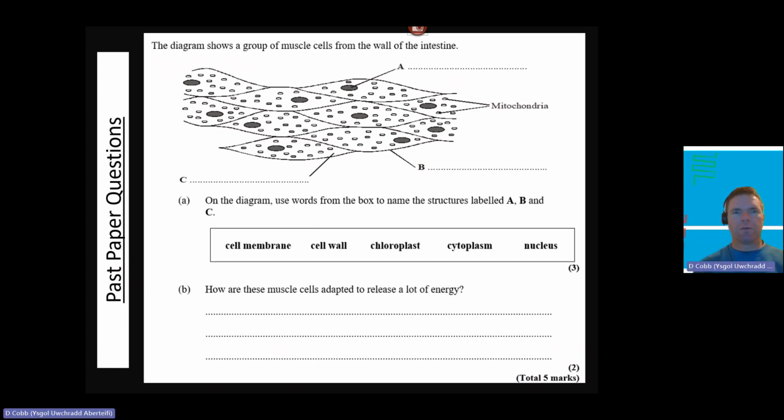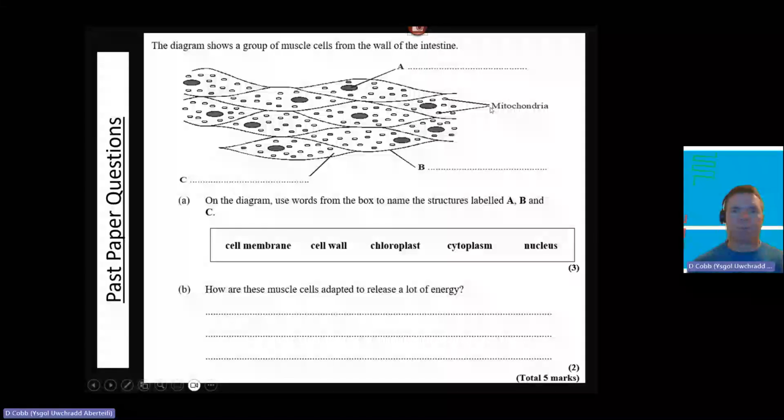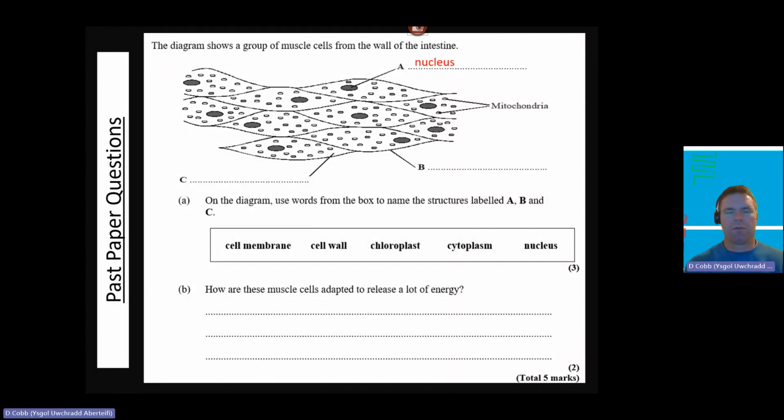Okay, so we've got a group of muscle cells from the wall of the intestines, so we are actually in the digestive system. It asks you to use the words in the box to name the structures labeled A, B, and C. It should be straightforward. It's quite your standard animal cell. They've labeled mitochondria for you, so they're taking that out of the equation. So for A, we should have had the nucleus. Remember, it's that unique feature in each cell. B is the cell membrane, and C is the cytoplasm.